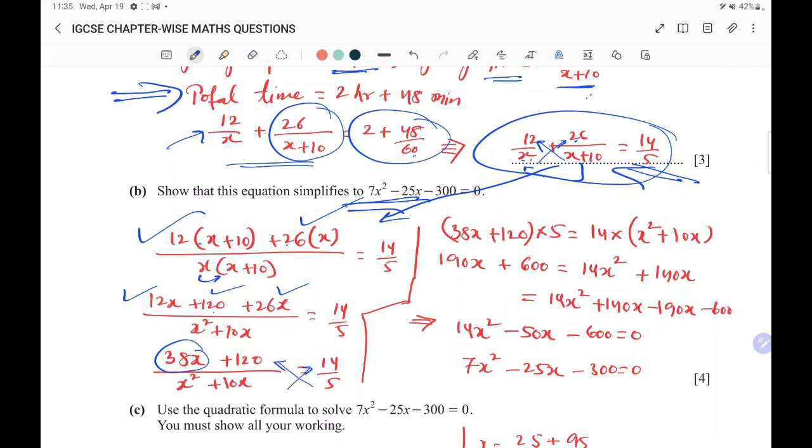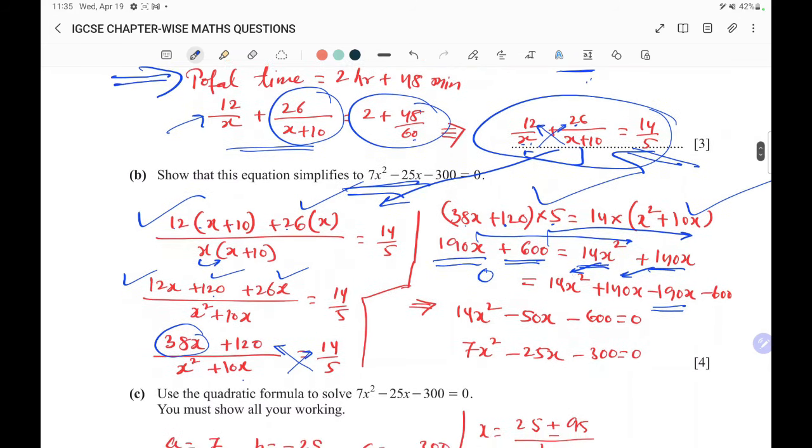Now again, we have to cross multiply. So 38x plus 120 times 5, and x squared plus 10x times 14. Now 5 times 38 is 190x, 120 times 5 is 600, 14 times x squared is 14x squared, and 14 times 10 is 140x. Great. Now 14x squared is here, then 140x is here, then 190x I am taking to the right side, which is minus 190x, and 600 I will take to the right side, which is minus 600, and here it is 0. So now this is 14x squared, 140 minus 190 is minus 50x, and minus 600, equals 0. I have written this here.